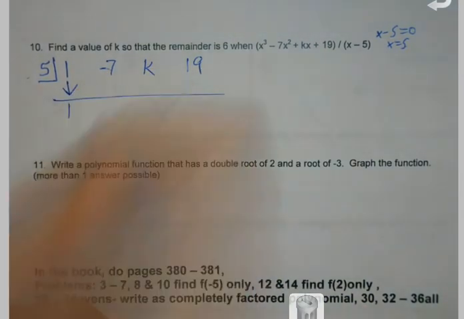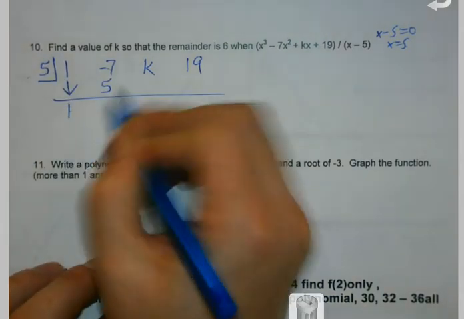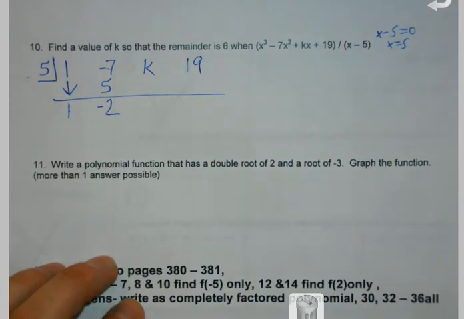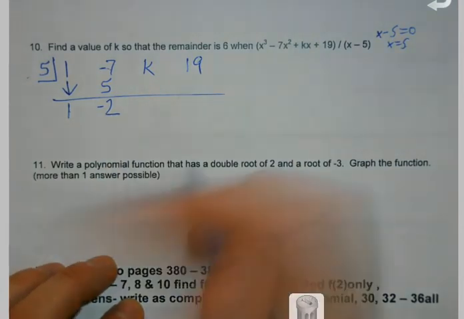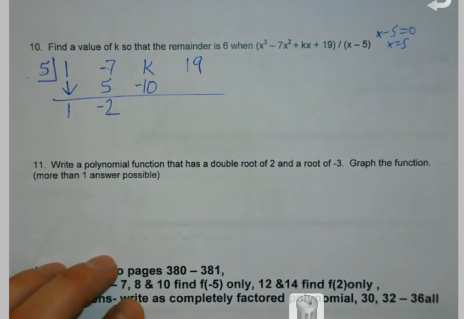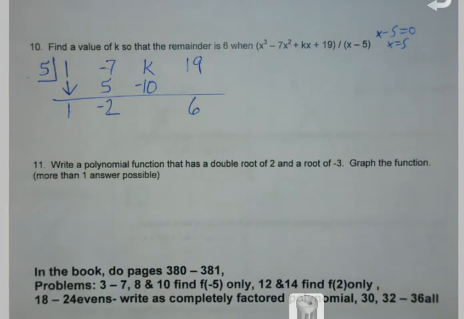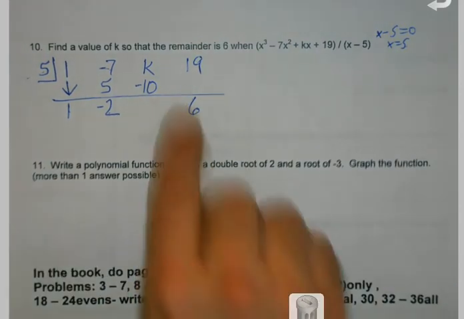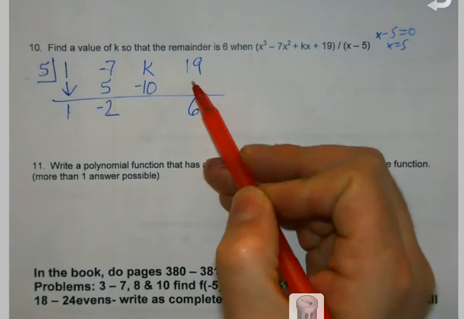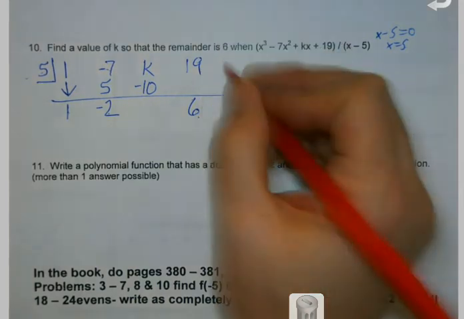I'm still going to bring my first term down, do this like I have been doing all of these. Still going to multiply and add. Kind of looking at this going, okay, this is kind of weird. Multiply. Now that's going to become the question here, because we want a remainder of 6. If the remainder is 6, now this kind of becomes a puzzle. What number is this going to be if this number is 6? That's going to be negative 13.